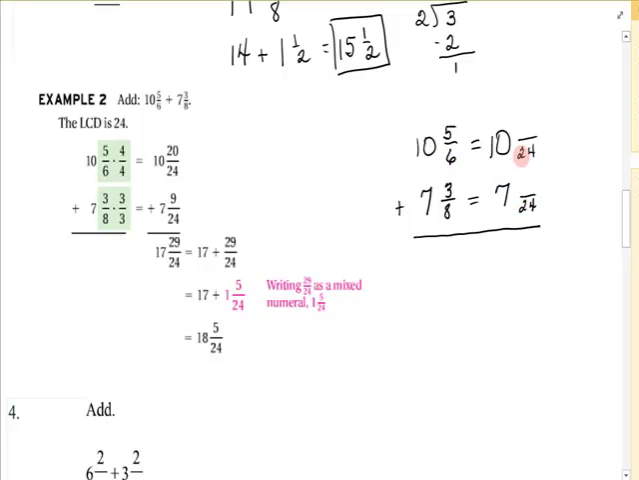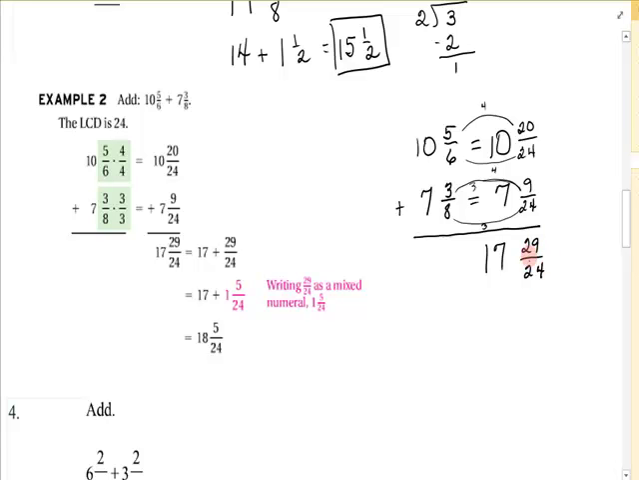6 goes into 24 4 times, and 4 times 5 is 20. You can see that the author writes it a little differently, but does the same thing. Then 8 goes into 24 3 times, and 3 times 3 is 9. Now when I add the fractions, I get 29 24ths, and I add the whole numbers for 17.